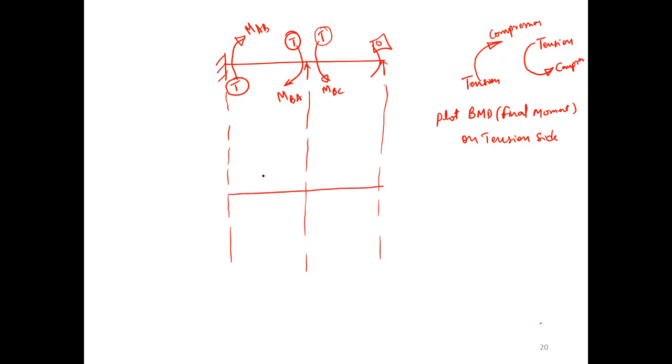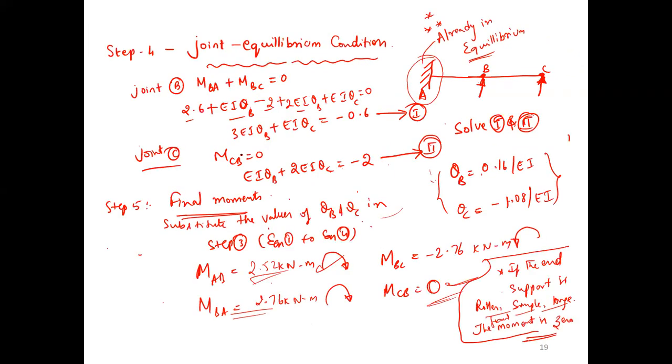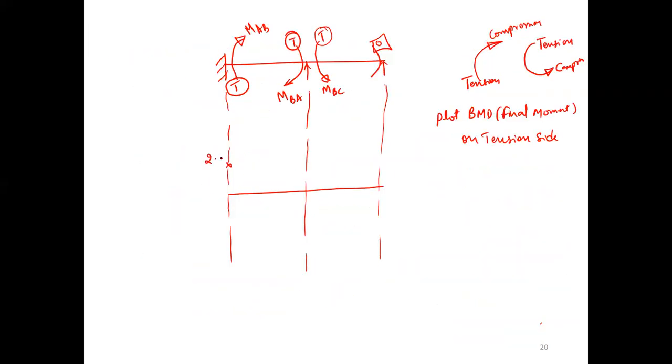What is the MAB value you are getting? Around 2.5, 2.7, all are the same, 2.52. 2.7 and 0. You just join by a straight line because this is tension. See, here we got tension, right? Clockwise.